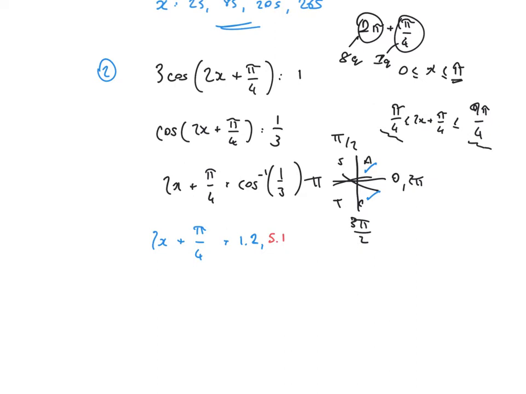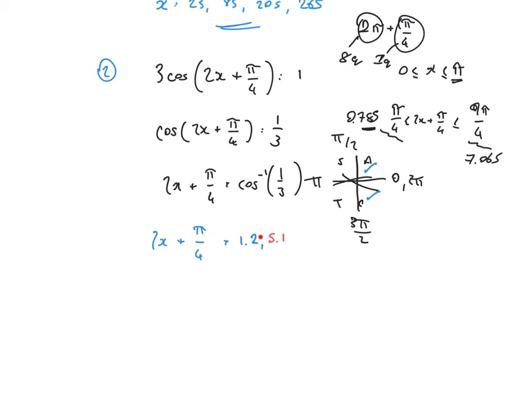Okay, so pi over 4, 3.14 divided by 4, so that's about 0.785 from our lower limit. And for the upper limit, it's going to be 9 times 3.14 divided by 4, which is about 7.065. Now what you can see then is both of these are within range, 1.2 and 5.1.